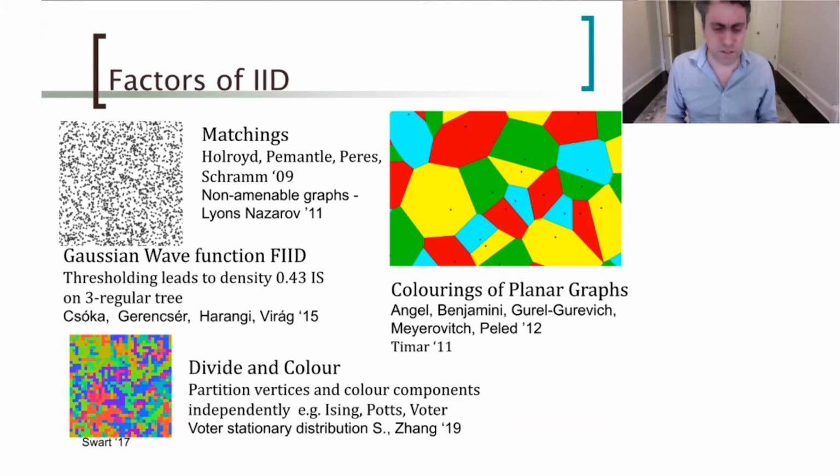And what he suggested was a model from an interacting particle system called the Voter model in dimension 3 and higher. And he asked, can this be realized as a factor of IID? And Ling-Fu Zhang and I showed last year that it can.